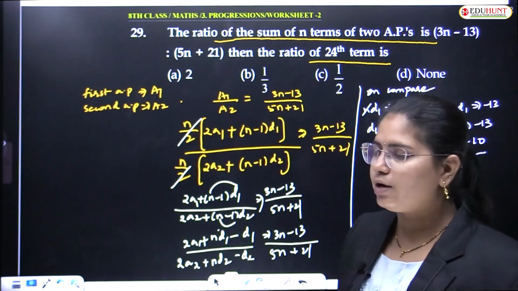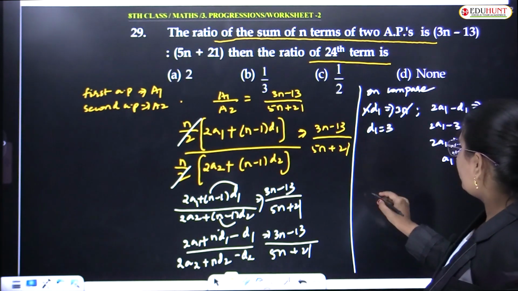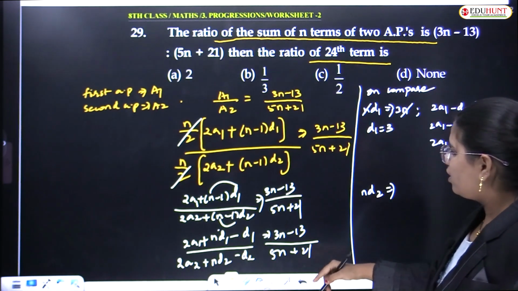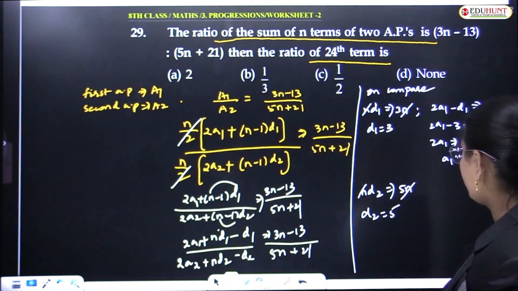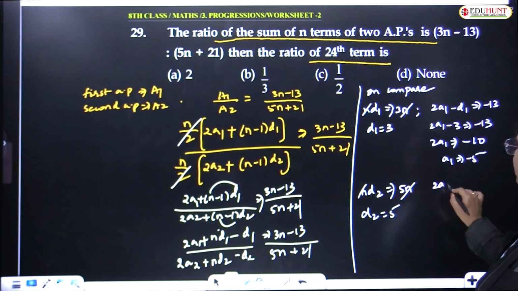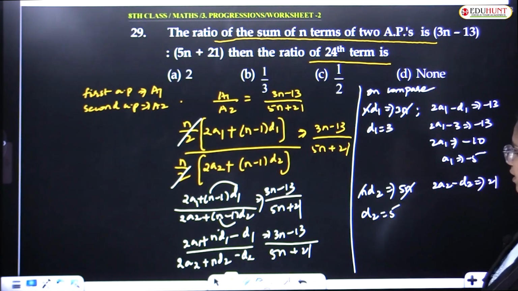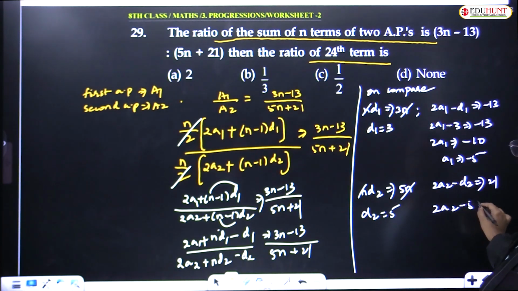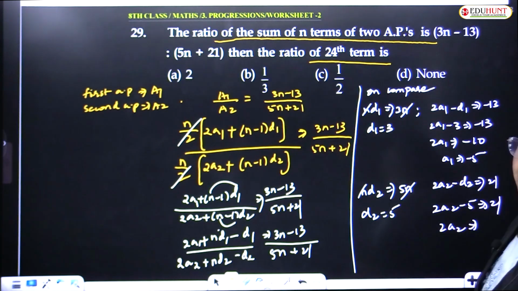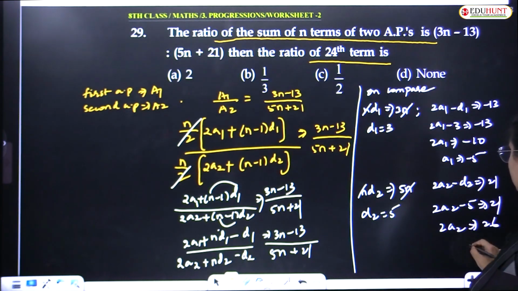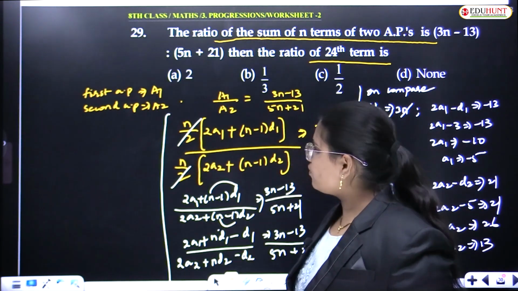So we also need to find the values of A2 and D2. Please compare again. nD2 is equal to 5n, cancel. D2 is equal to 5 over here. Similarly, 2A2 minus D2 is equal to 21. So 2A2 minus 5 is equal to 21. Transfer 5 to that side. 21 plus 5 is how much? 26. So A2 value is how much? 13.